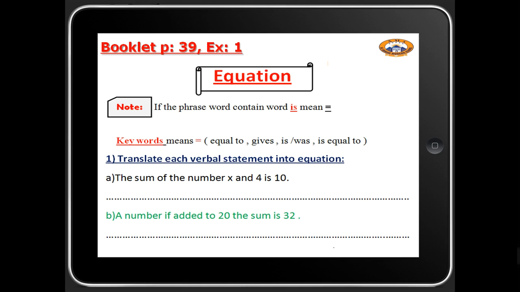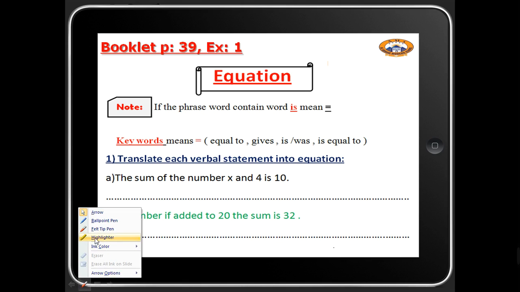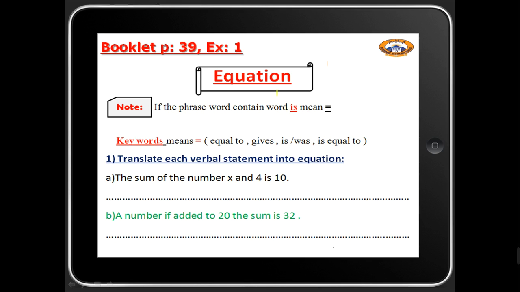When you find the word is, simply the word is means the equal sign of the equation. So when I find the word is, I'm going to change it to equal. Even the words equal to, was, is equal to, they all mean the equal sign. So we're going to translate this exercise on page 39. The sum of number x and 4 is 20.